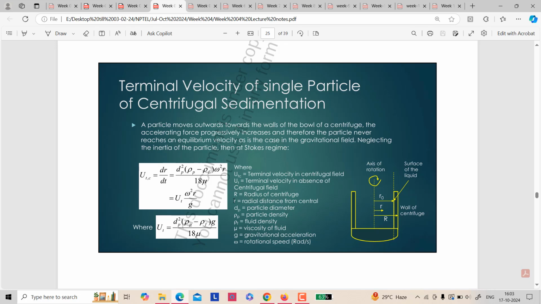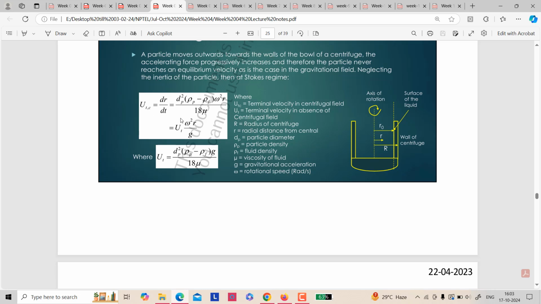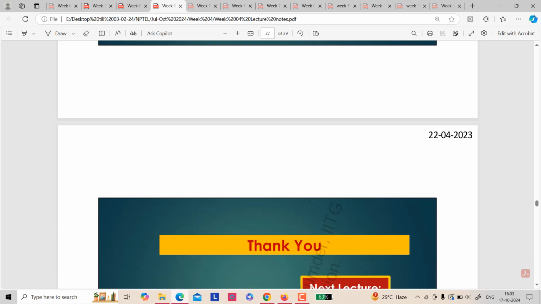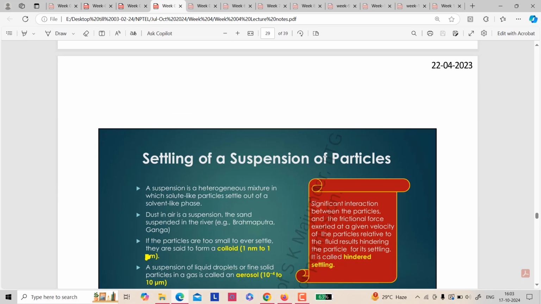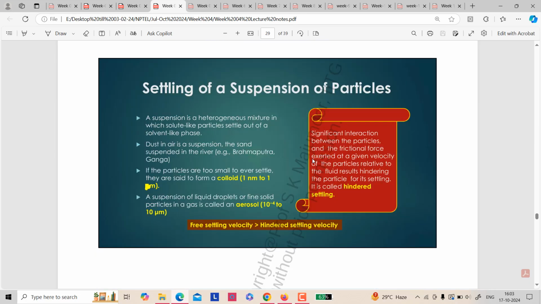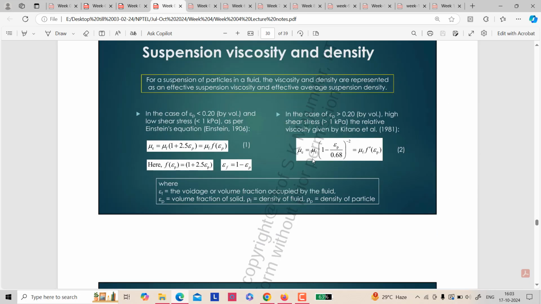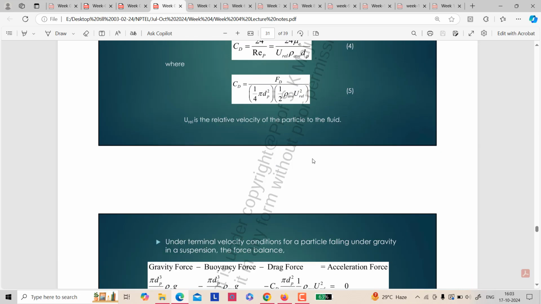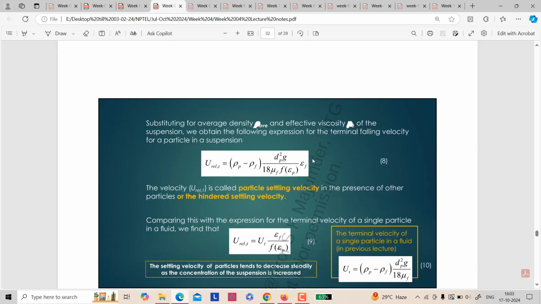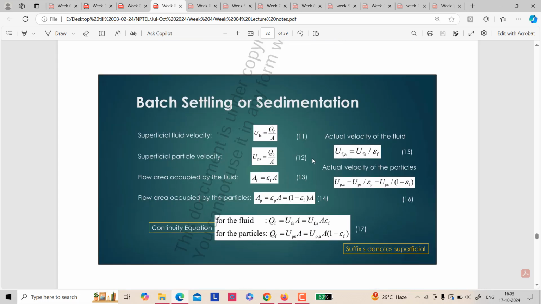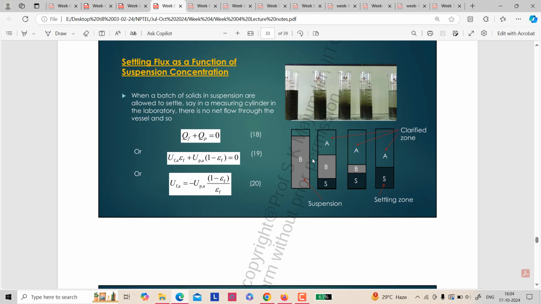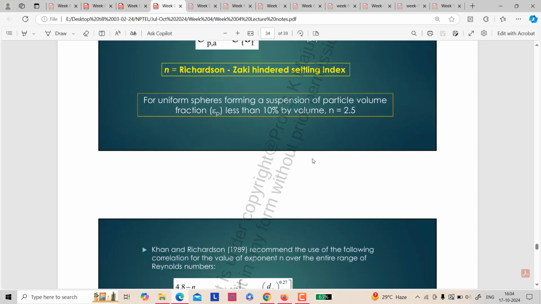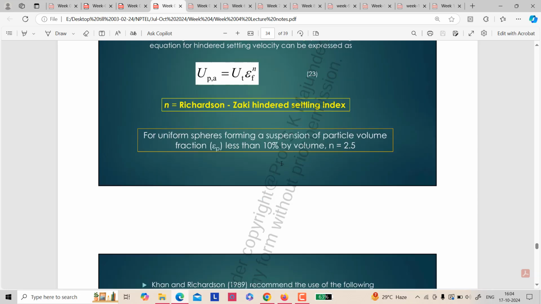Now it is centrifugal sedimentation. So when you need to calculate one more term, this is the hindered settling velocity chapter. Then comes the settling flux as a function of suspension concentration. Then comes the Richardson-Zaki hindered settling velocity.